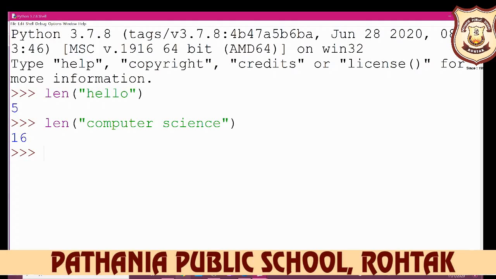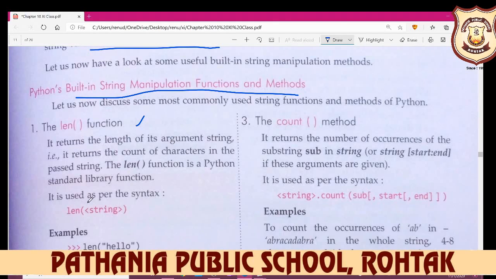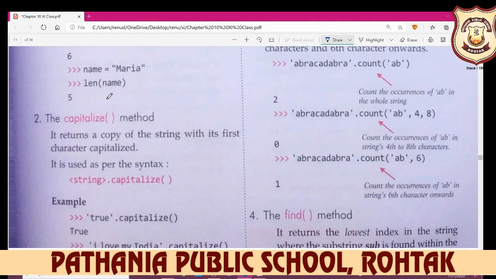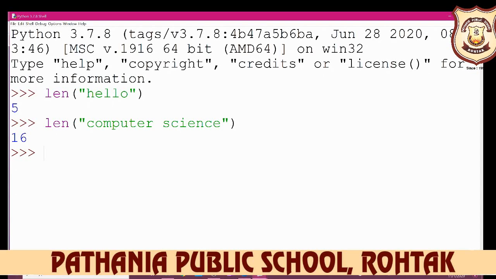The next function is the capitalize function. The capitalize function returns a copy of the string with its first character capitalized. For example, again we take the same example. First write the string hello, then dot, and then write the function capitalize and put the parentheses. Now you see the H is capital in the answer, but we input the H in small.